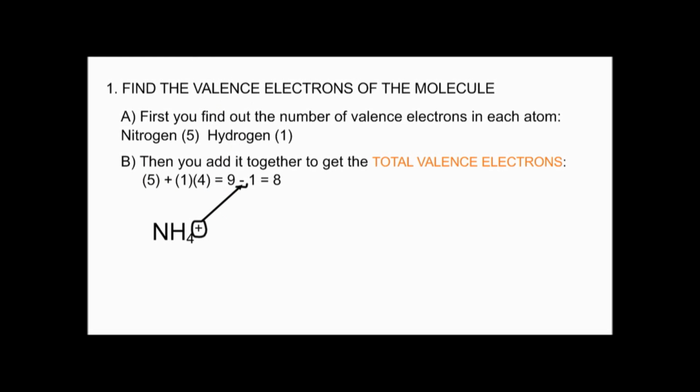Now, as you can tell, it's a polyatomic molecule and there's a positive charge on it. So because of that, you have to subtract the valence electron from that. Since there's only one, it'll only subtract one. So it'll be 9 minus 1, which will equal 8. And that'll give you the total valence electrons.